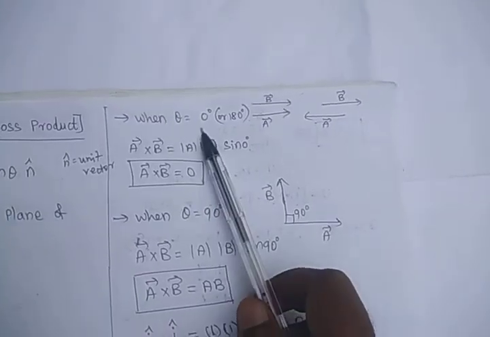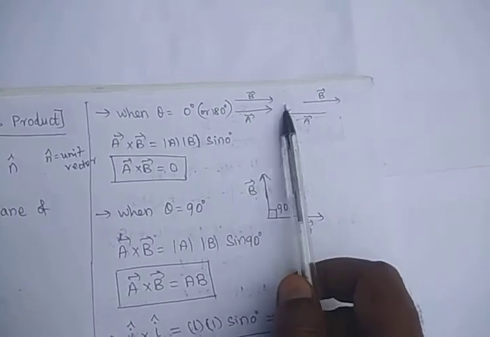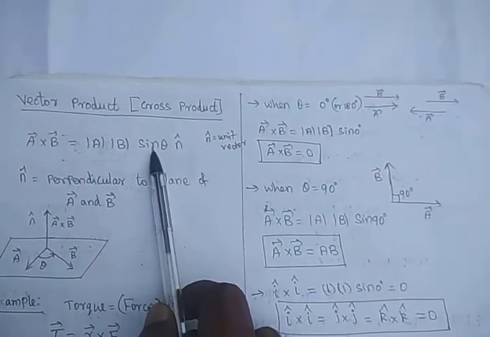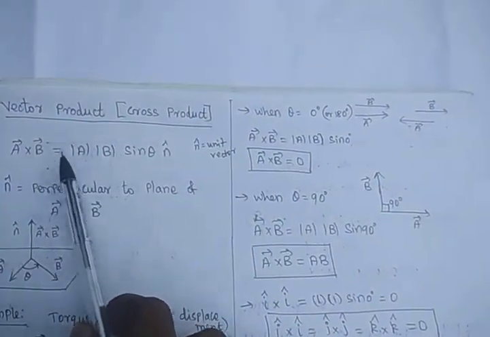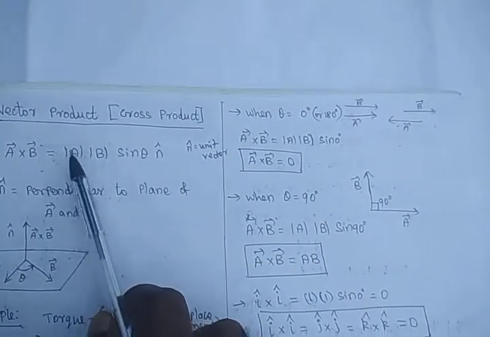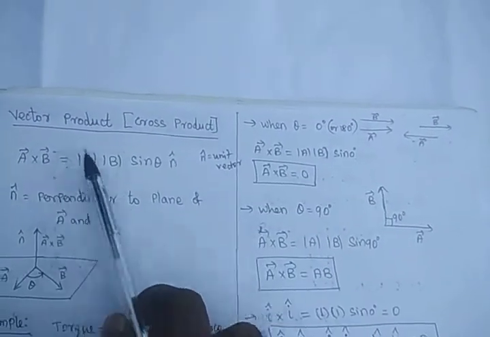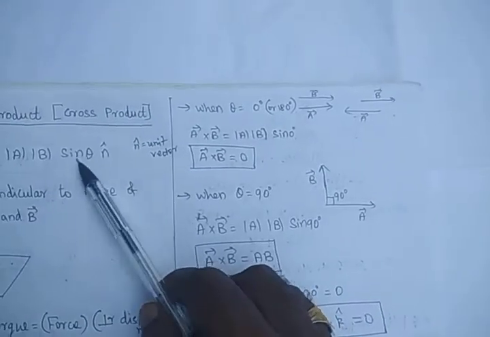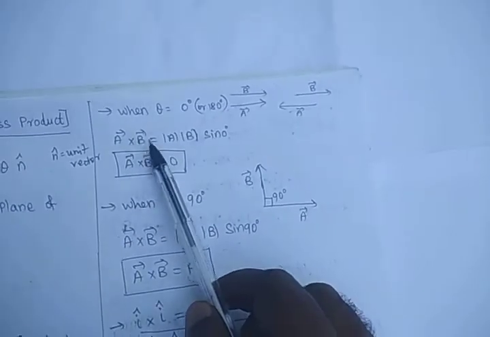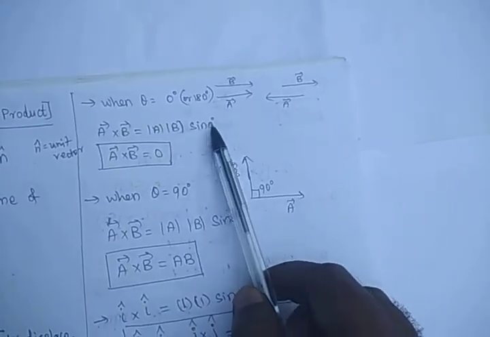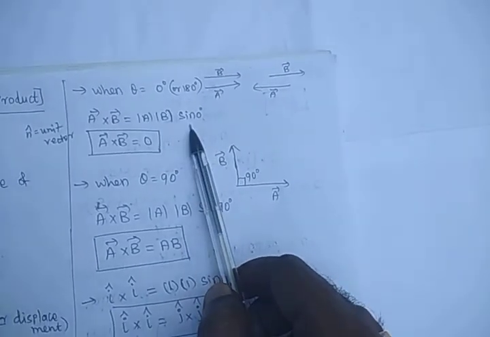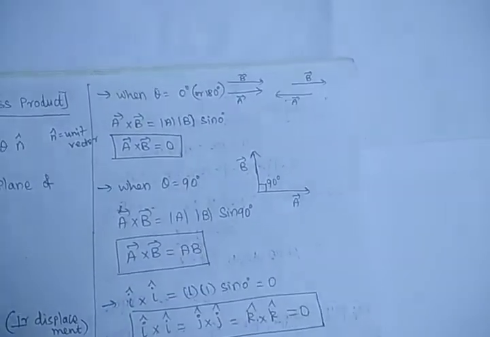If you put theta equal to 0 degree or 180 degree, so parallel or anti-parallel, what is a vector cross b vector? It is ab sin theta. If it is a dot product it means cos theta, cross product means sin theta. Dot product is a horizontal product, cross product is a vertical product. Vertical component always sin theta, horizontal component always cos theta. So a vector cross b vector is ab sin theta. Theta is 0 degree means answer 0. Theta is 180 degree means answer 0. So a vector cross b vector is 0.